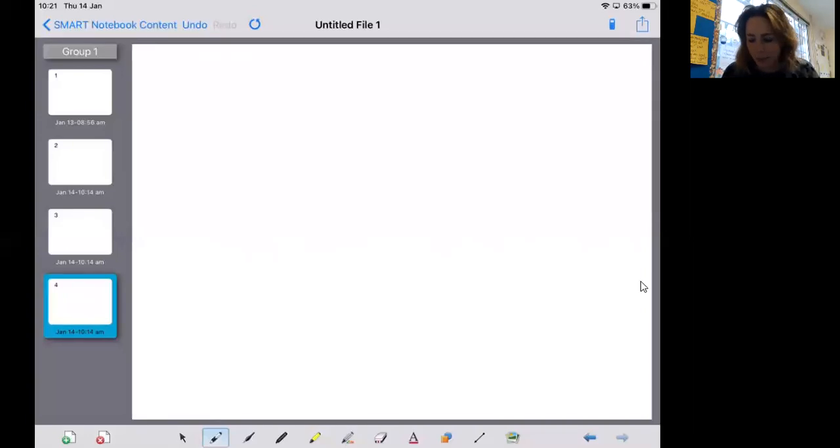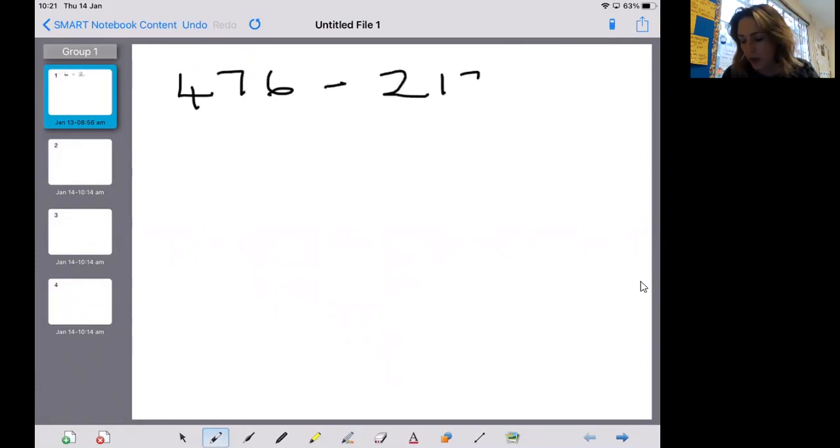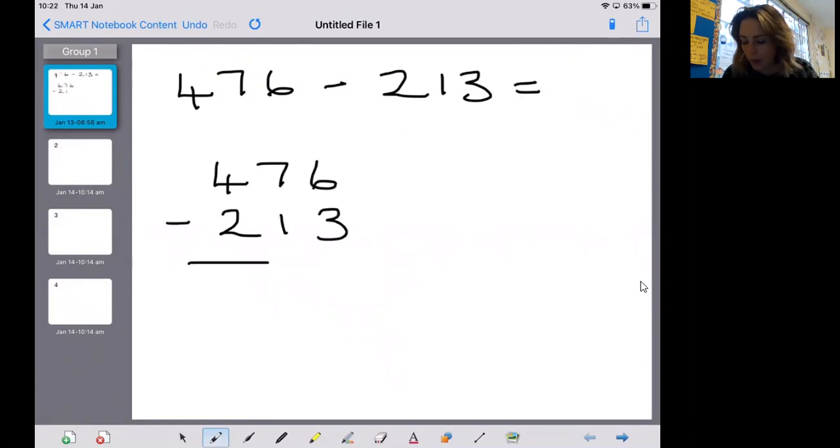Hello, we're going to do a recap on some column subtraction. So let's start with one where we don't have any regrouping, and I'll work with some 3-digit numbers. For example, if we had 476, we're taking away 213 equals.